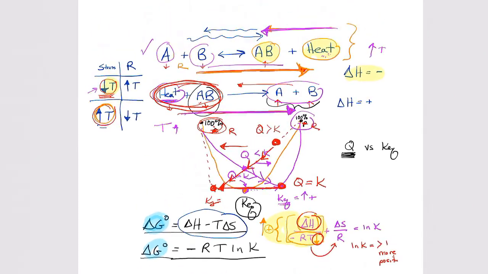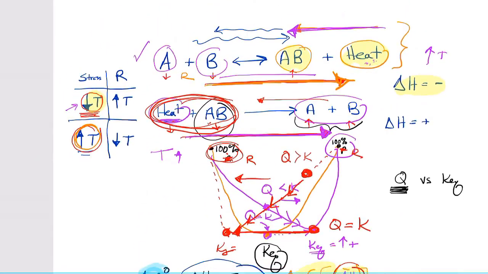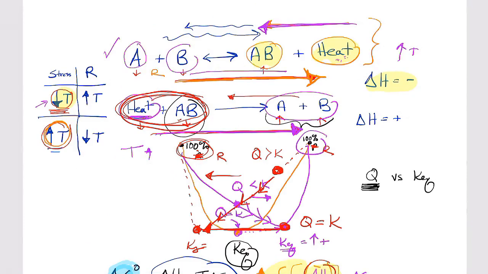What you need to know, very simply, and it's a lot of stuff going on here, is this: if you're dealing with an exothermic process, which is the top one, heat's on the product side. If you decrease the temperature, you favor the formation of more heat. You follow the exothermic way. If you have an endothermic reaction, you're absorbing heat, and you increase the temperature, you'll favor the endothermic way, the way you wrote it.